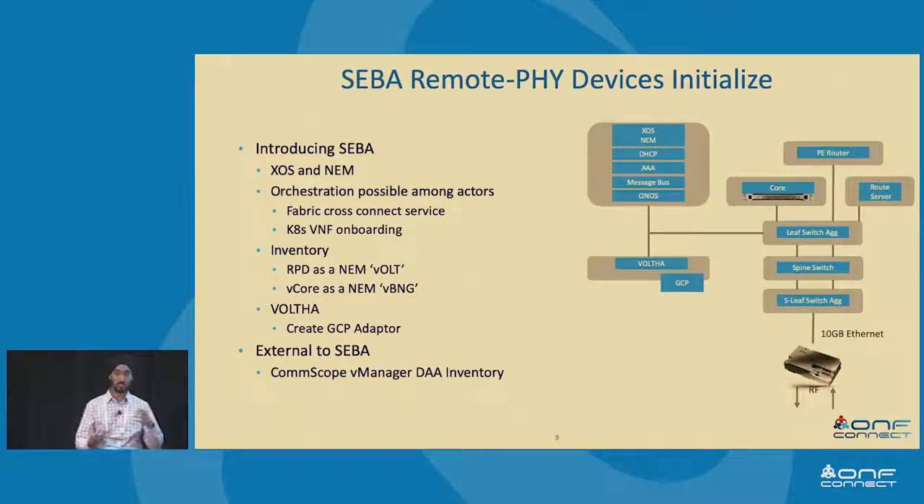So if you looked at the DOCSIS picture, there's a many-to-one relationship. It's not a one-to-one relationship from a subscriber perspective. With ONU, OLT to the Fabric Cross Connect to a BNG, that's almost one-to-one from a subscriber perspective. For an RPD, you've got many subscribers talking to an RPD. The RPD then talks to a Fabric Cross Connect, and then on to a vCore. That's the vision, what SEBA should understand about that.